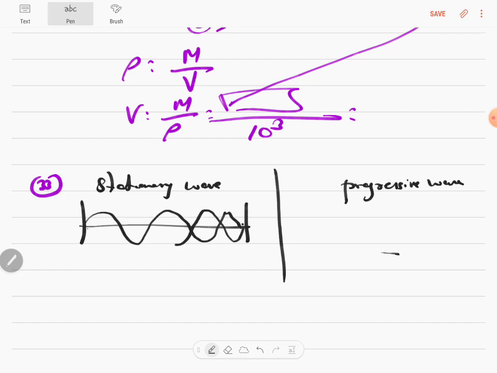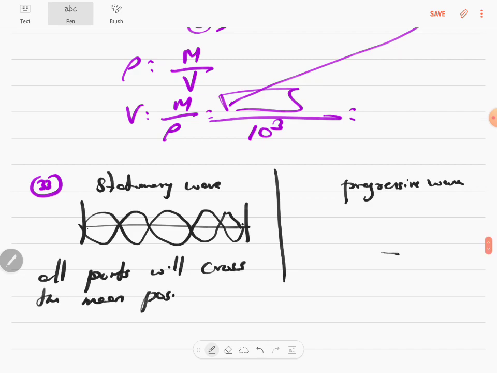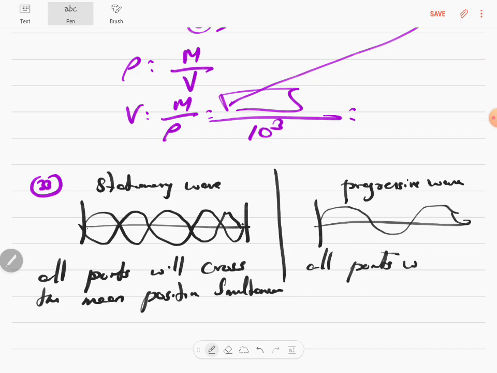In a stationary wave, as you saw in the video, this will go up and down. At some point, all points will cross the mean position simultaneously. But here, not all particles, because this is progressive, it keeps on moving, it keeps on traveling like that. So all points will never cross the mean position simultaneously.